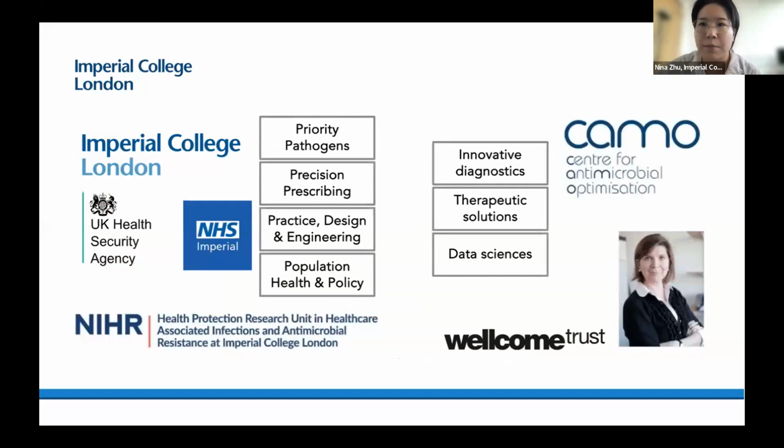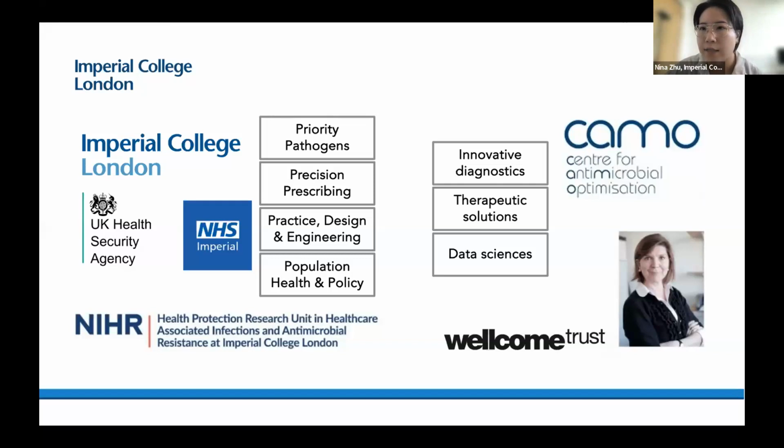Our research unit is based in Imperial College, and my job spans two big research units. One is more UK facing, called the Health Protection Research Unit in AMR and healthcare-associated infection. The work covers priority pathogens, precision prescribing, practice design, engineering, and then the research team I lead, which is population health and policy, utilizing big data to look at AMR and infection trends, and also evaluate stewardship interventions. So this is the more UK-based unit.